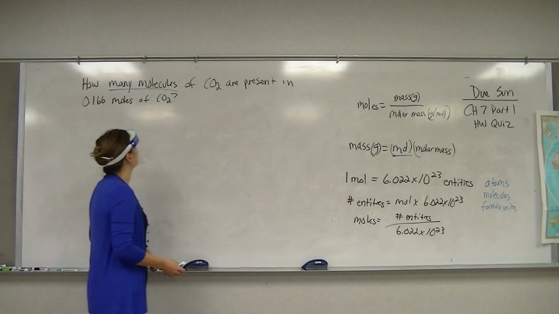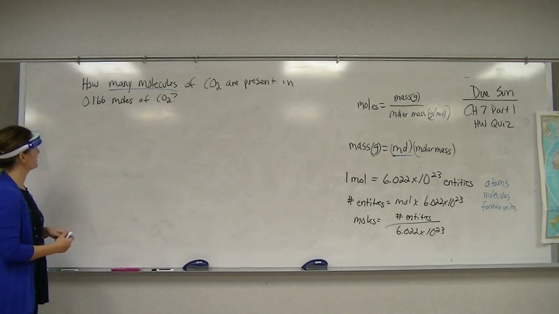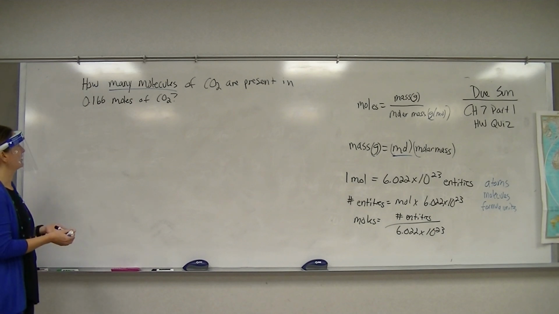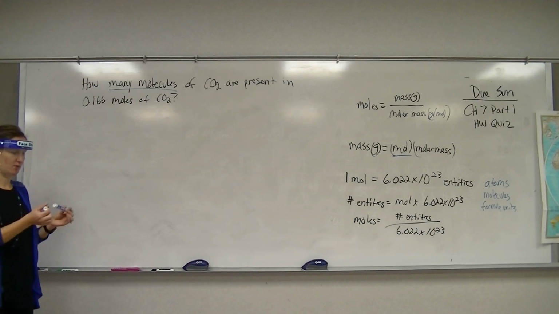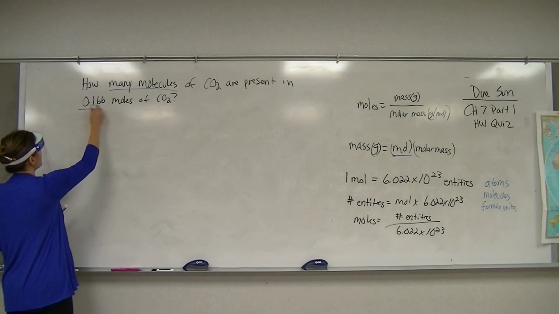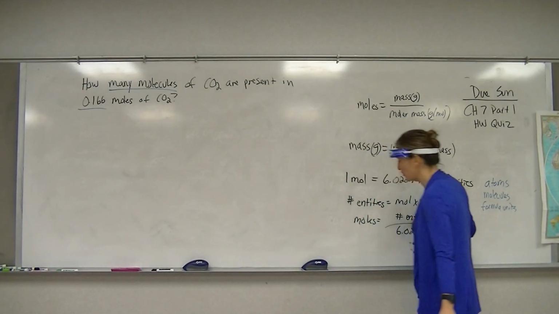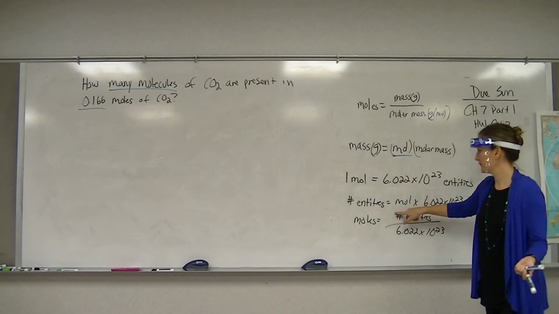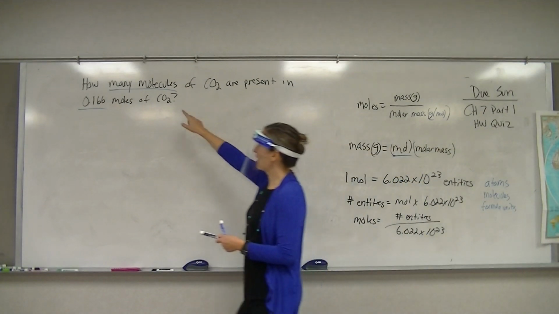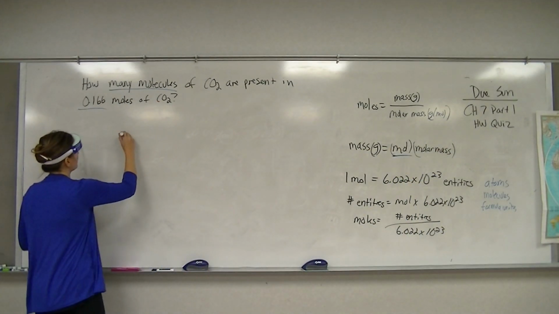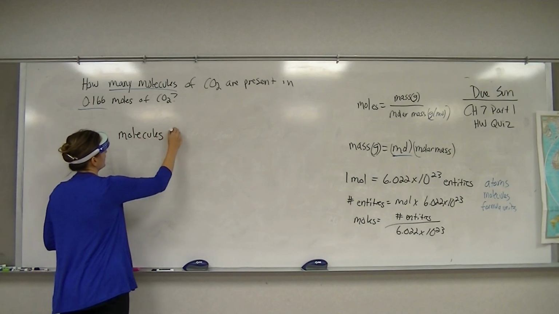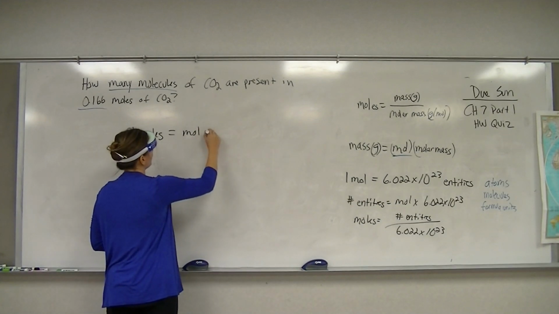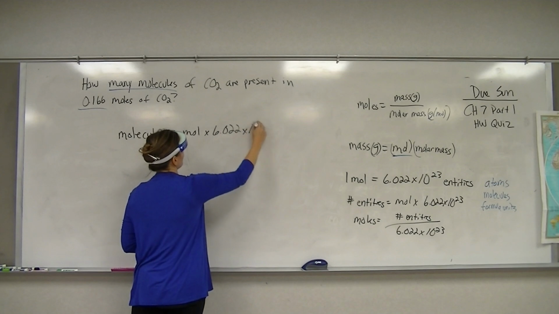Okay. What they gave us was 0.166 moles. So they're asking, in this sample that they have of carbon dioxide, how many molecules are present in that sample? So to solve for this, we could use either of these equations, but I'm going to pick the top one because that way I don't have to rearrange it myself. So number of entities is going to become number of molecules. So I'm going to say molecules is equal to moles times Avogadro's number, 6.022 times 10 to the 23rd.